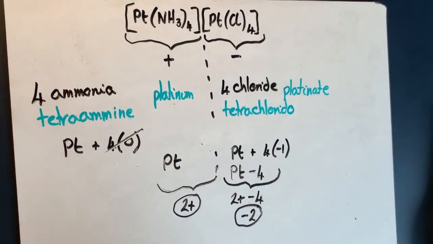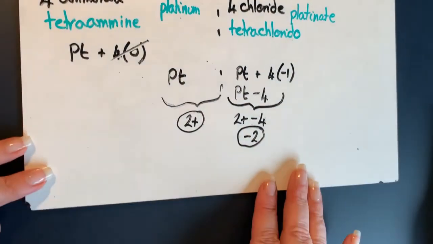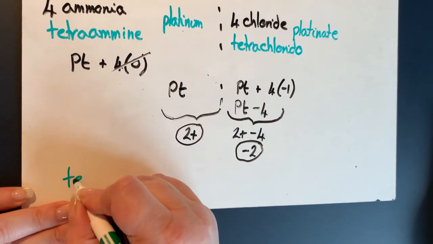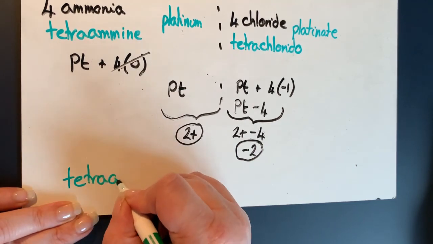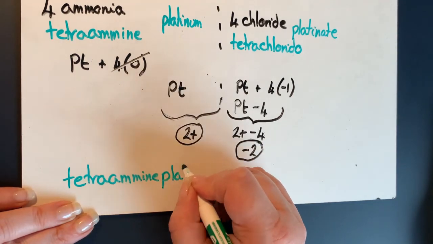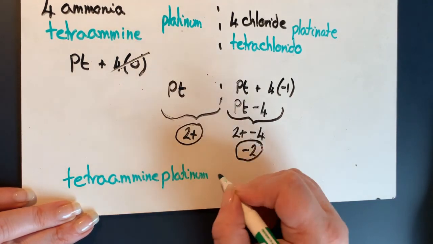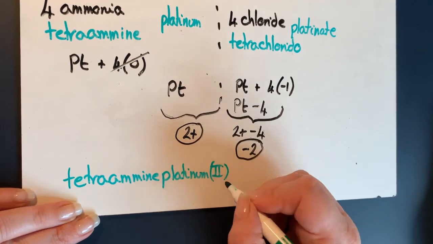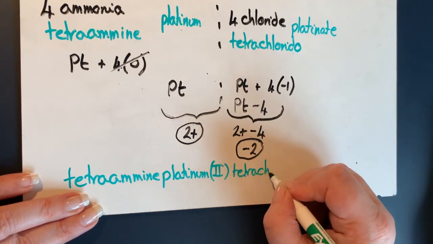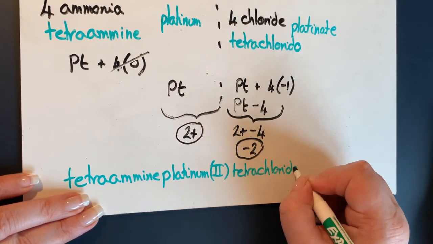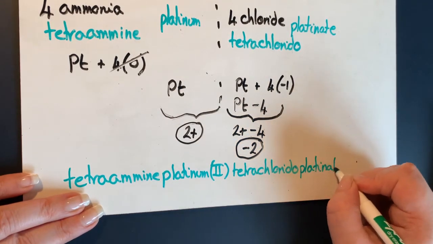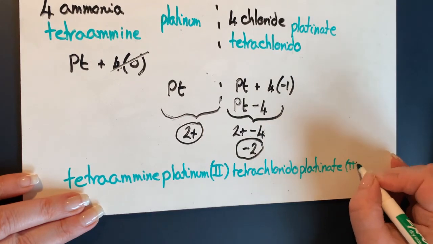So now our total name is tetraamine platinum 2 tetrachlorido platinate 2.